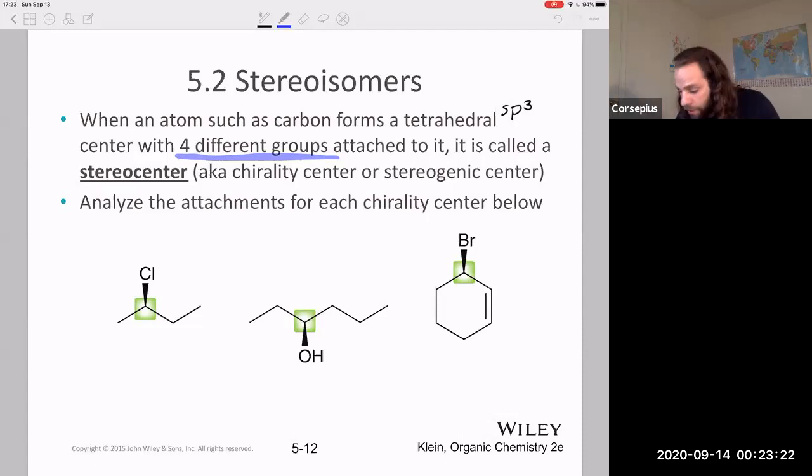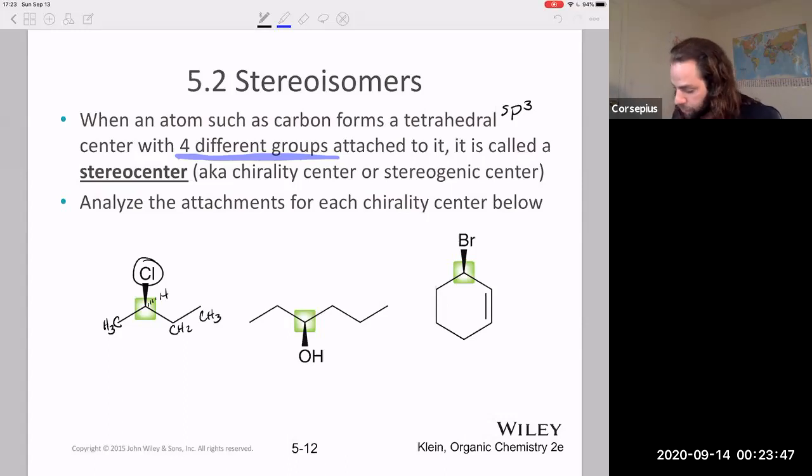Okay, so here we have an example. Here's a CH3 over here, a chlorine. Now we have CH2, CH3, and then of course what's missing is that implicit hydrogen. So you see that all 4 of those bonds are different, right? That's what makes this highlighted in green here a stereocenter.